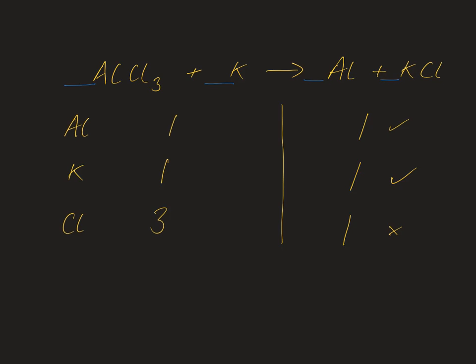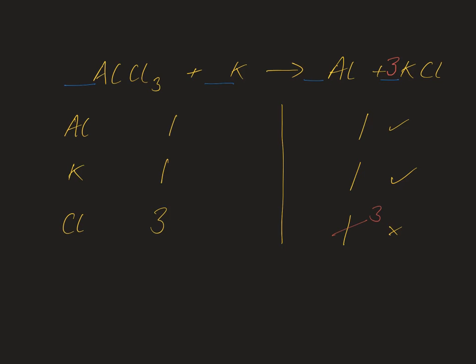So the problem is chlorine. We've got 3 on the left but only 1 on the right. This is a pretty straightforward thing to fix. What we simply do is put a coefficient of 3 in front of the potassium chloride. Now I need to adjust these numbers here. So now I don't just have 1 chloride ion there, I now have 3. So good, I've balanced for chlorine.